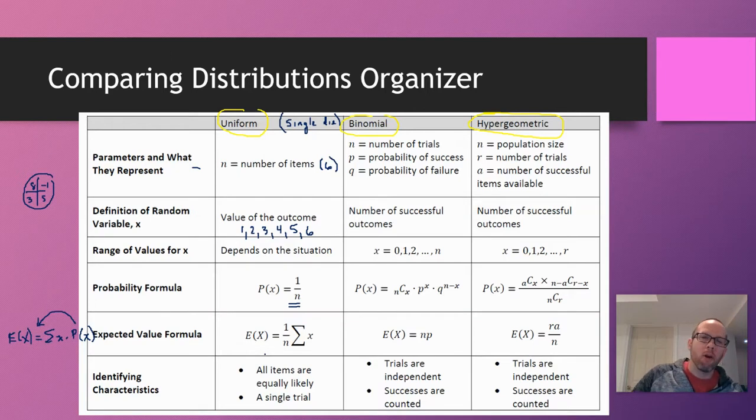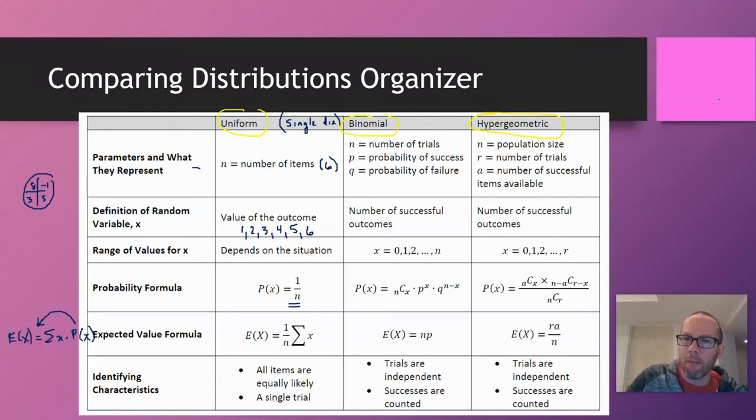A binomial distribution has 3 parameters. The big identifying characteristic for a binomial distribution is that we're doing a bunch of trials and we're looking for how many times we had successful trials. N was how many trials we did. So we flip a coin 10 times, we roll a die 8 times, et cetera.